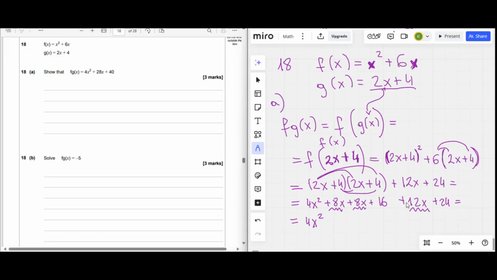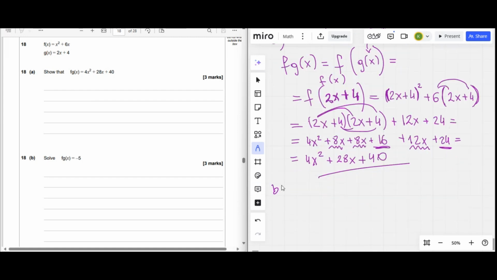So we are looking for the similar terms. A very important thing, x squared and x are two different terms. So yes, we cannot put them together, but x's we can. 16 plus 12 is 28x. And then 16 plus 24 is 40, which is exactly what they said. We showed that those two functions together will simplify to that form. Okay? Tak.